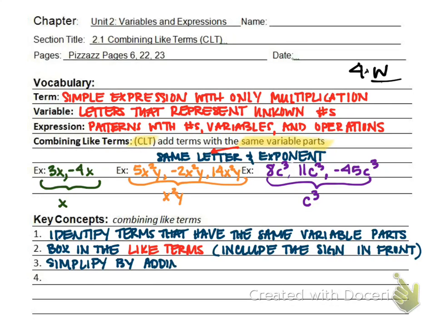So first step again is to identify the terms that have the same variable parts. The second is to box the like terms in, including the sign in front, and the third is to simplify by adding the like terms together. Adding is the same thing as combining, so that's why it's combining like terms. And our fourth step is to write any non-like terms after the expression.